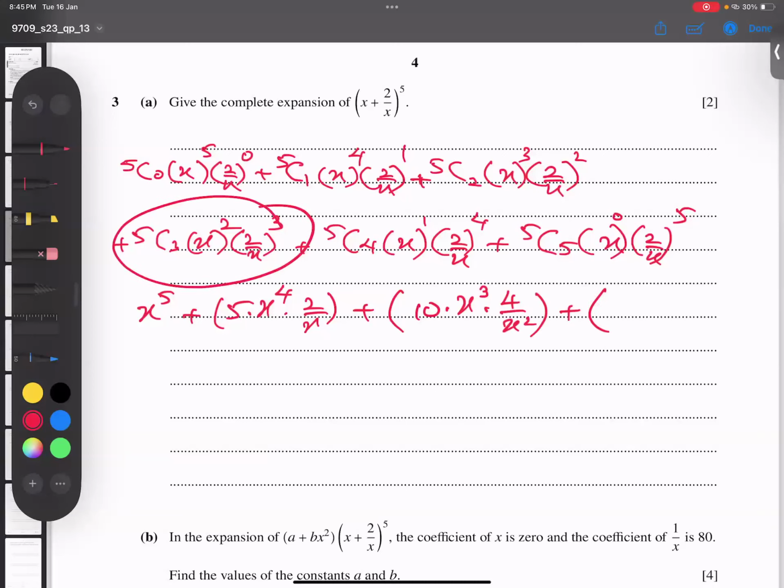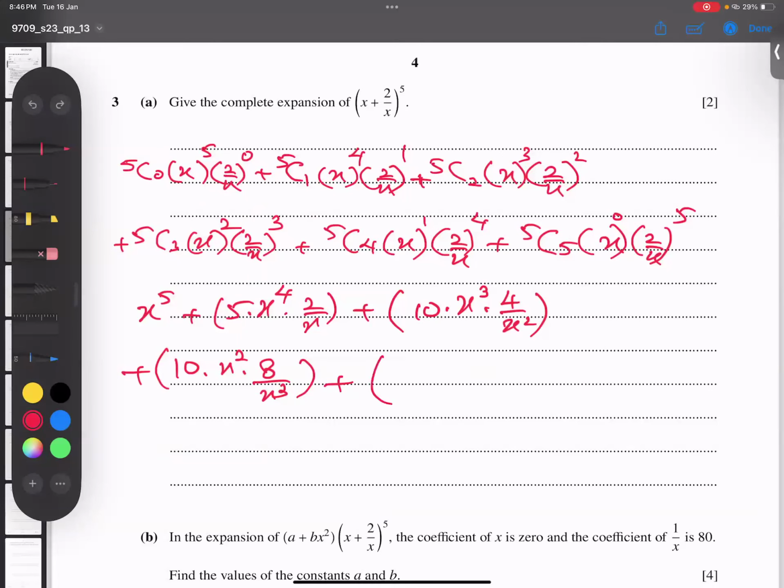Okay, now what about this answer? So I am writing it under it here below. 5C3 is 10 once again. This 10 comes from here, x to the power 2. So dot means multiply. 2 to the power 3 is 8 over x to the power 3. And 5C4 is 5. Whenever the difference is one, the answer is the upper number. So 5x from here, and 2 to the power 4 is 16 over x to the power 4.